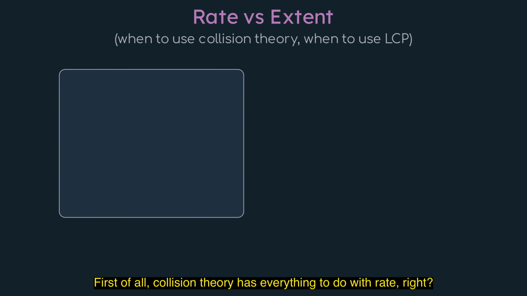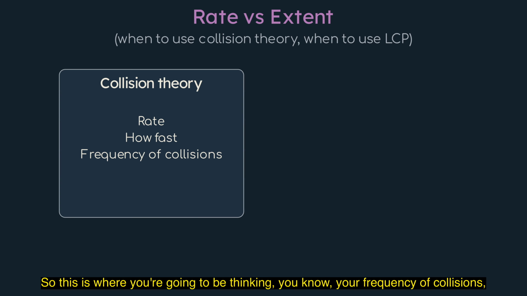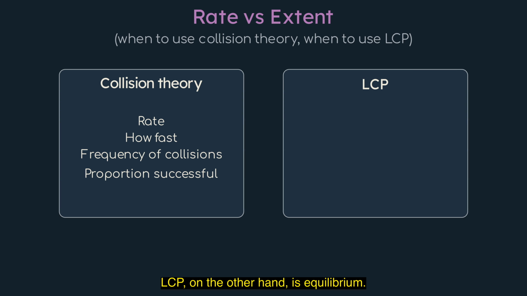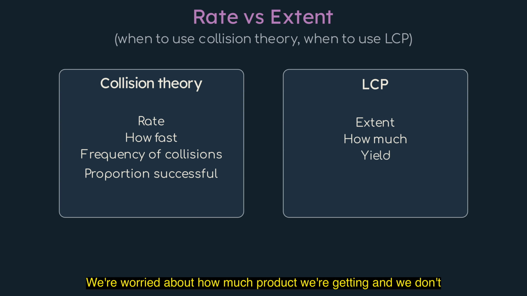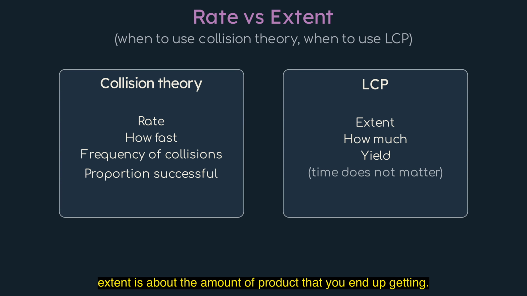First of all, collision theory has everything to do with rate, how quickly a reaction happens. So this is where you're going to be thinking frequency of collisions, proportion of successful collisions, etc. LCP, on the other hand, is equilibrium. This is concerned with extent of reaction or the yield you get from a reaction. We're worried about how much product we're getting, and we don't care how long it took to get there. So that's the difference between rate and extent. Rate is about time. Extent is about the amount of product that you end up getting.